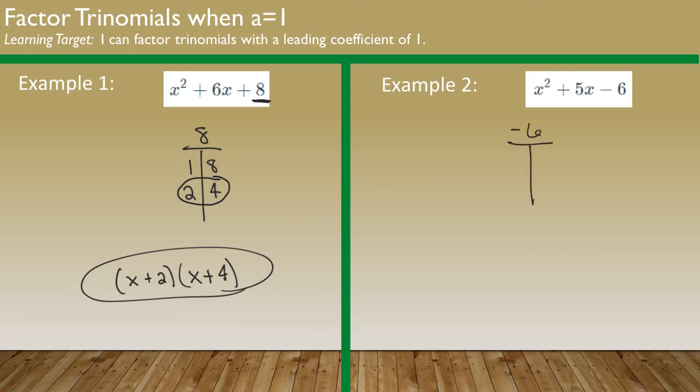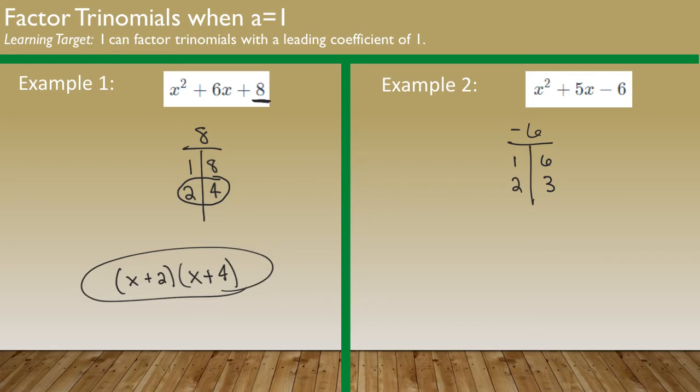Okay, and I'm just going to pretend that negative's not there for a second. If I divide by 1, I get positive 6. If I divide by 2, I get positive 3, and there's nowhere else I can go. I already have 3 here. So those are all of my factors of 6.